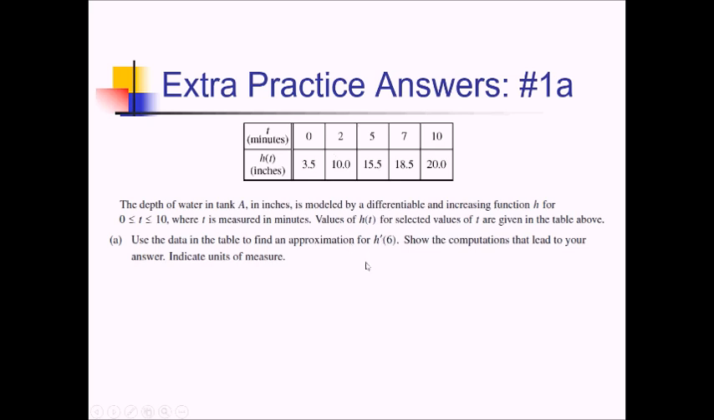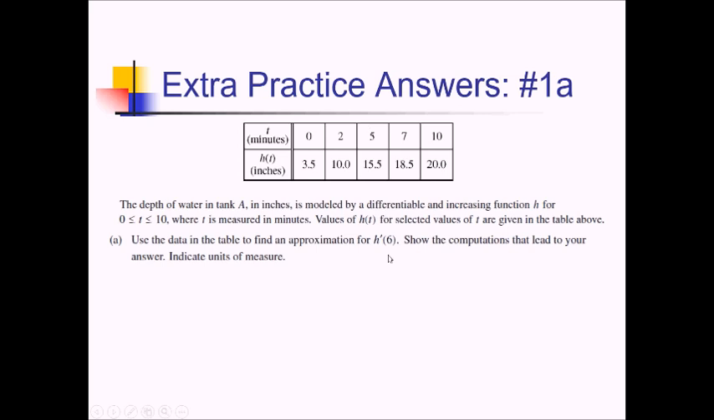Okay, so we can't find the exact value of the derivative of h at 6. We can't find the instantaneous rate of change at 6 because we don't know what h looks like algebraically. However, we can use some values of h to find an average rate of change for h, and we'll just do that on an interval that includes 6. So a good interval to use would be 5 to 7, because 6 is right smack dab in the middle of that.